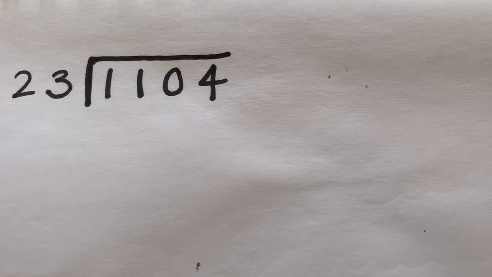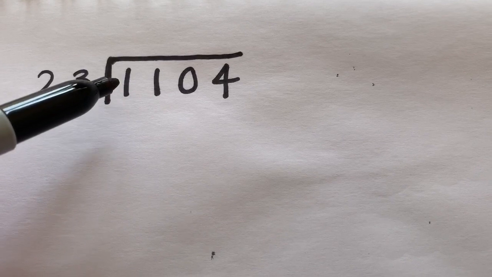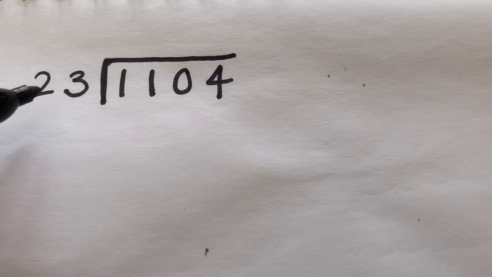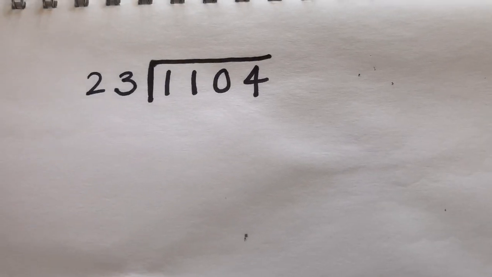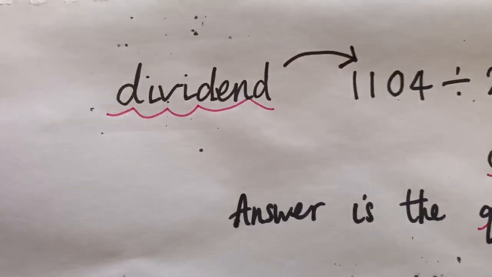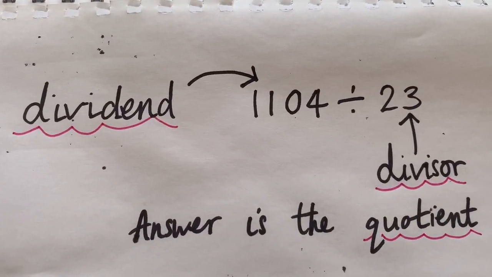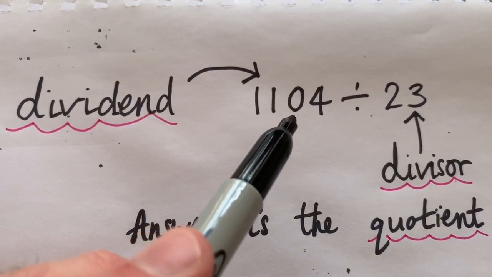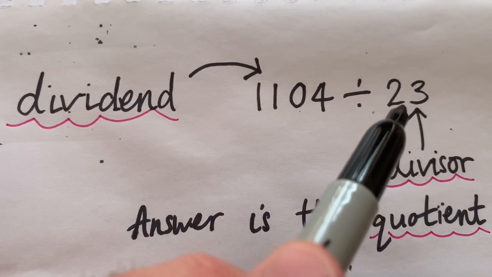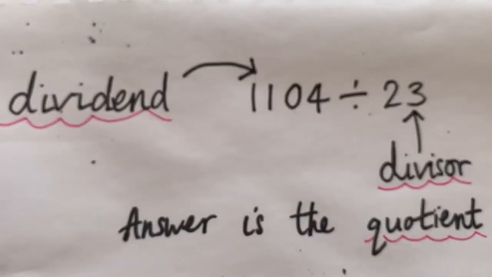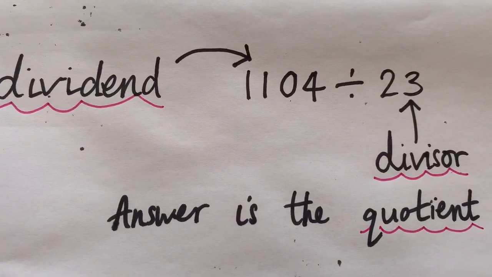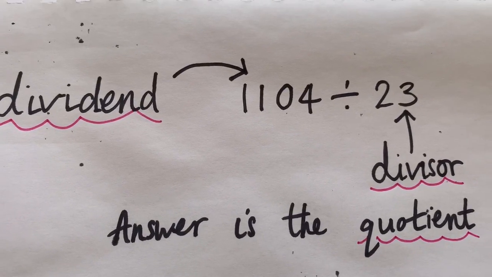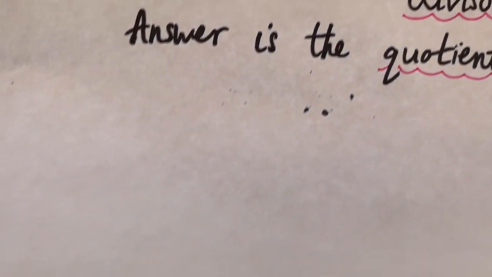So in this particular question, we have a dividend of 1,104 and a divisor of 23. Just to check that vocabulary for you, the dividend is the large number that is going to be shared. So here we're going to be sharing 1,104 by 23. 23 is the divisor, and the answer that we get is called the quotient, just so that you're familiar with that vocabulary in case that comes up in any of the books that you've been given or anything that you find online.